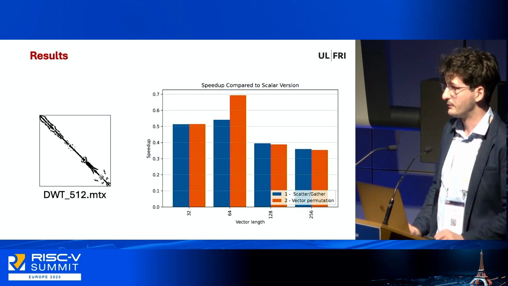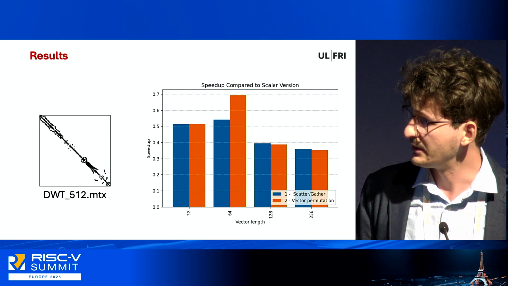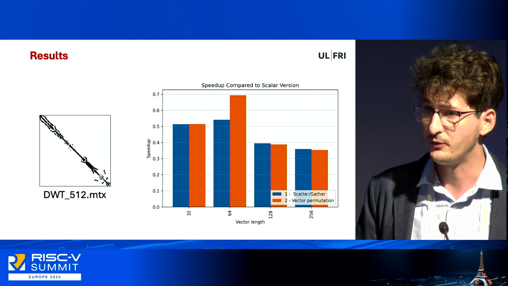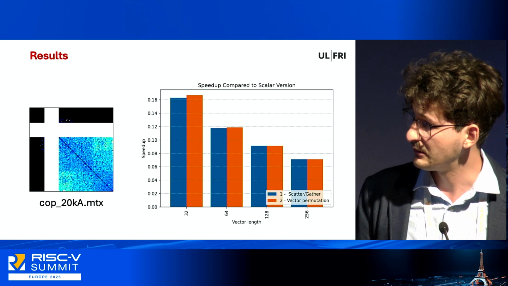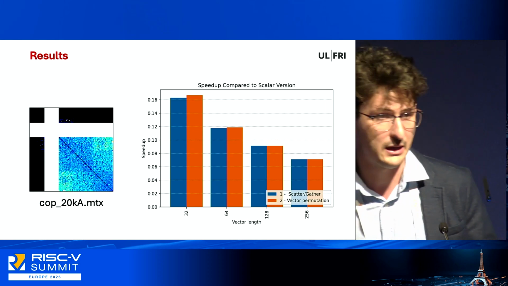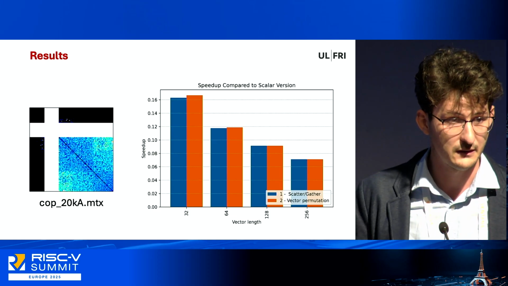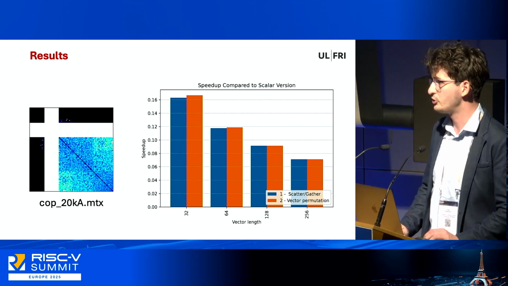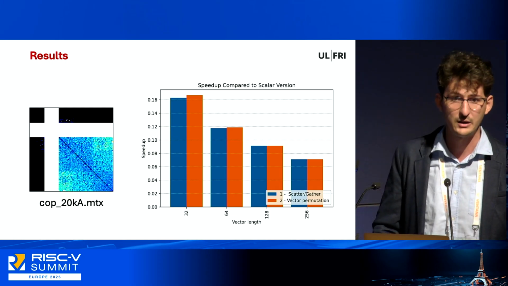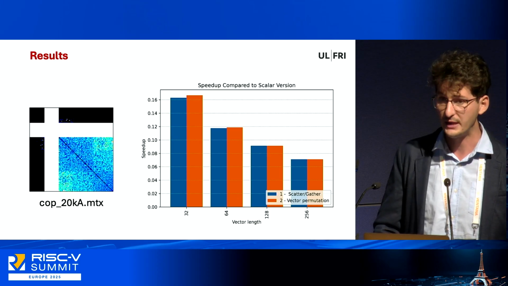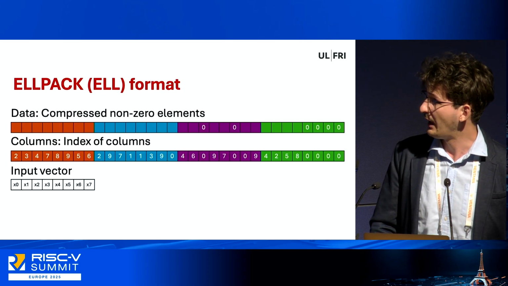Okay, and these are the results. We evaluated on different matrices. First is DVT 512, the second one is S circuit, and the last one is COP 20KA. And as you can see, the speedup is less than 1. Basically, the vector version is slower than the scalar one. We attribute this to the reduction in the matrix.